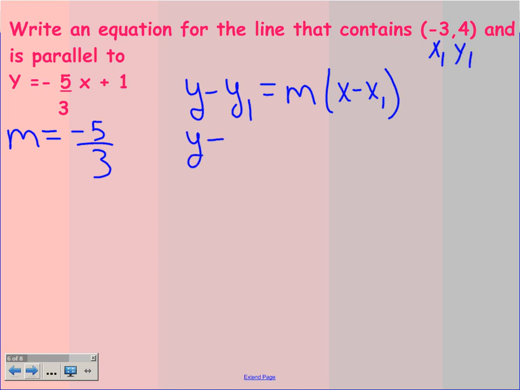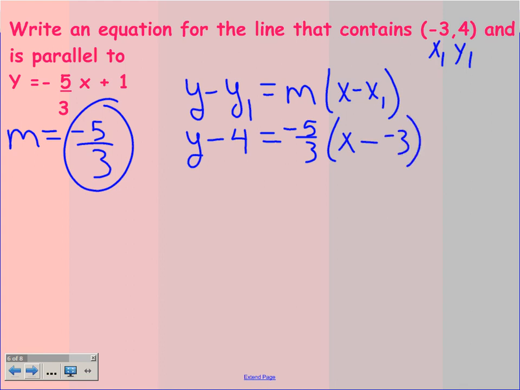I'm going to label x1 and y1 and go ahead and substitute in. My y coordinate is 4. My m is -5/3, x minus, in this case, -3. I'm going to go ahead and substitute that into the equation. And then I just can't live with the negative. I've got to change that to clean it up. A negative, of course, makes a positive. That's going to be x plus 3.